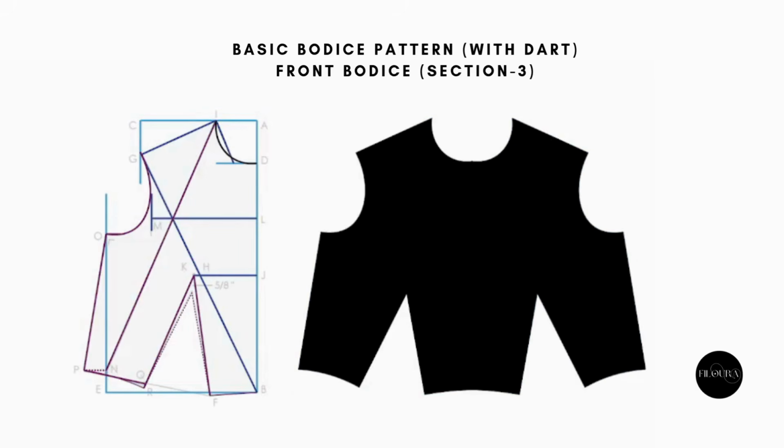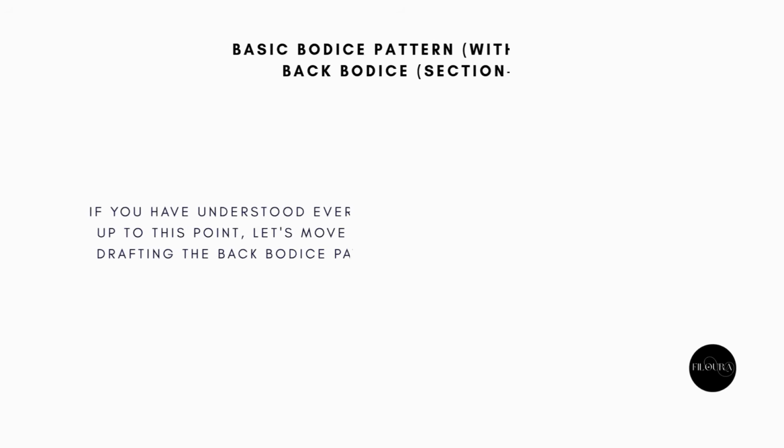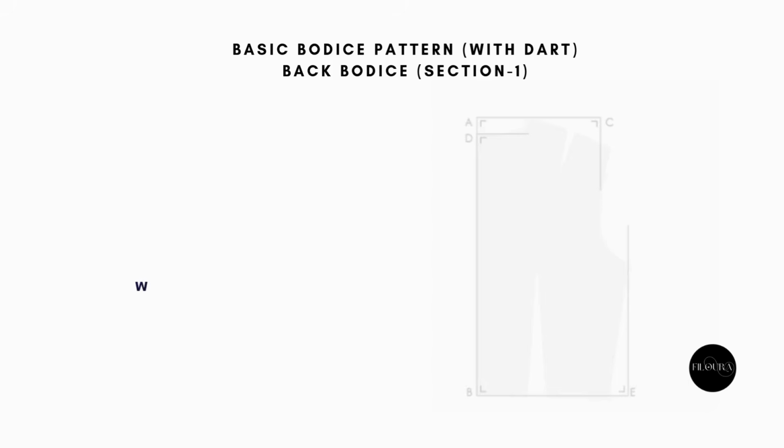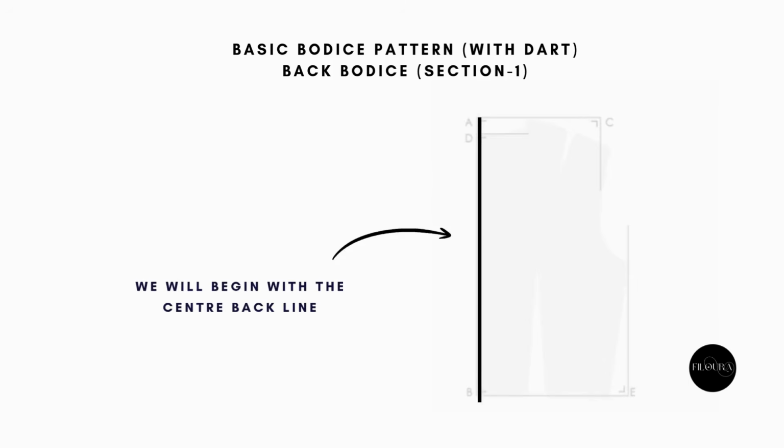And there you have it, the complete front bodice pattern with a dart. If you have understood everything up to this point, let's move on to the drafting of the back bodice pattern. Just like the front bodice, we will begin with the center back line. Using this as a reference line, we will construct the remaining pattern.